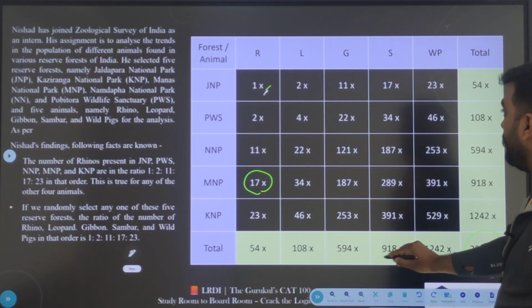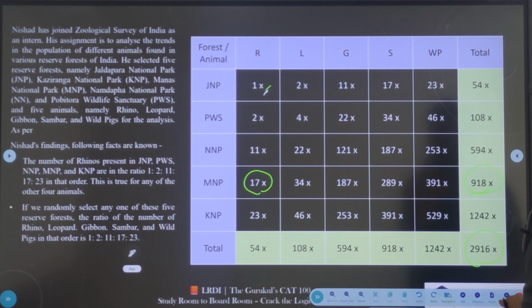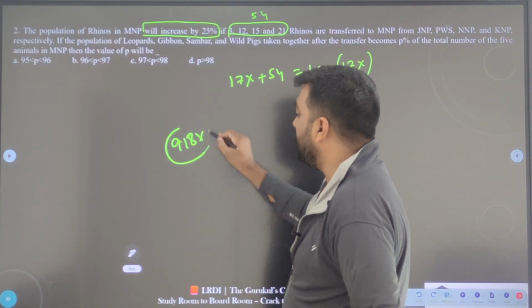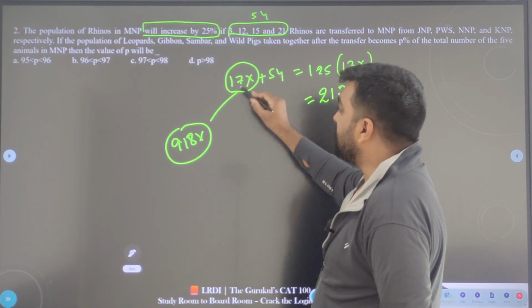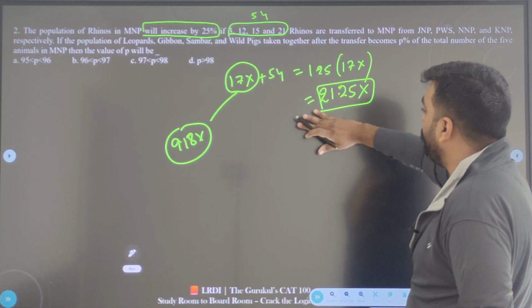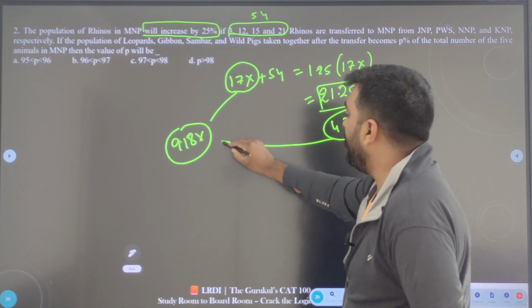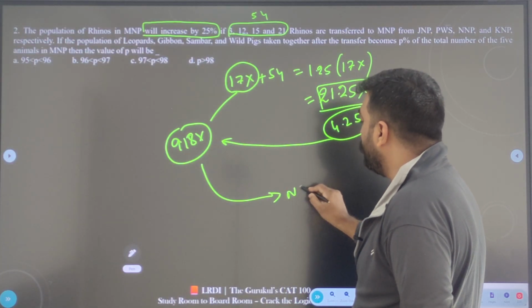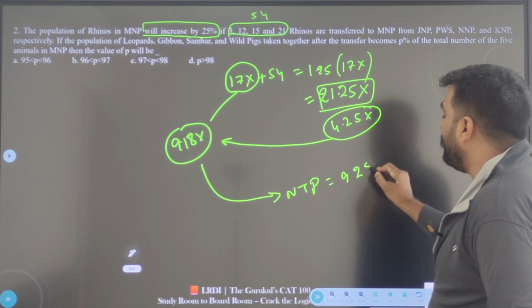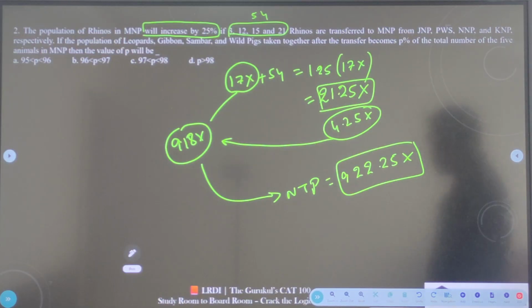Okay. Now, if the population of LGSW taken together after the transfer, so after transfer, how many are there? Initially there are 918 animals in MNP. So initially 918x are there. This includes 17x of rhinos, but we got 4.25 extra. This should be added here, which means the new total population should be equal to 922.25x. This is the new population.